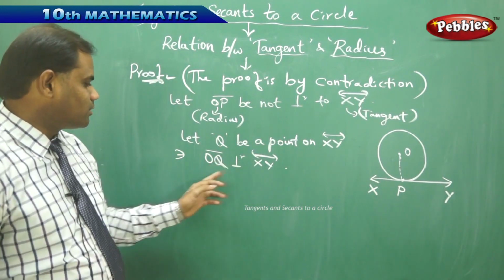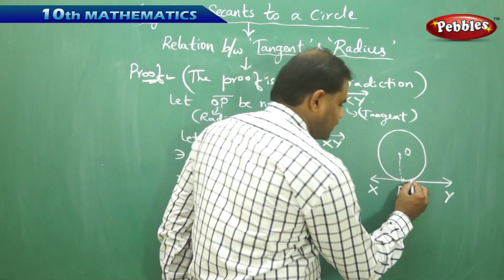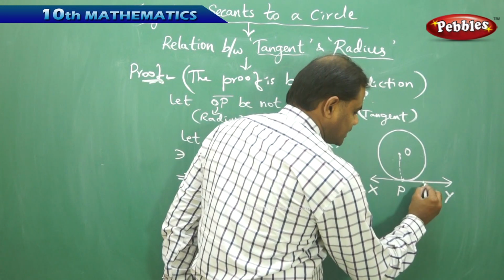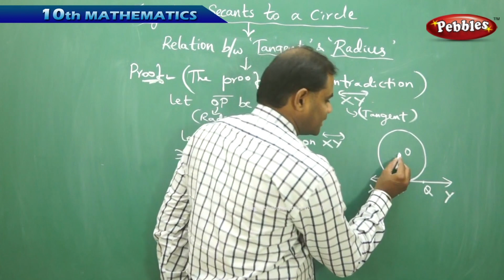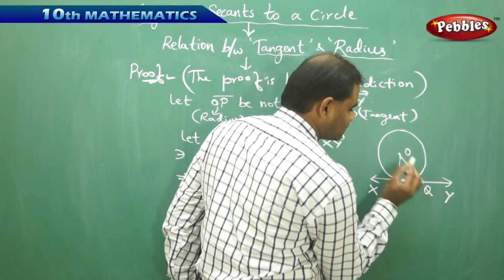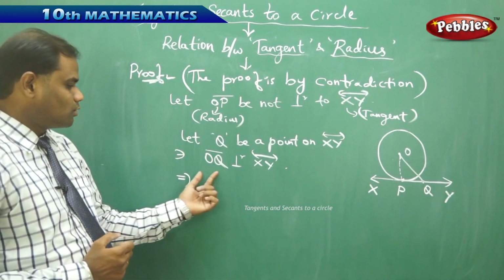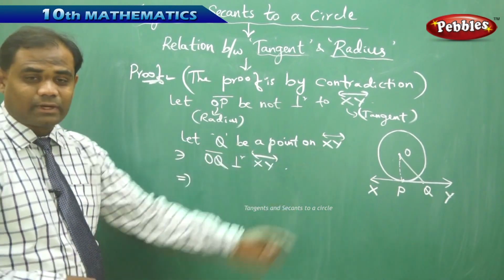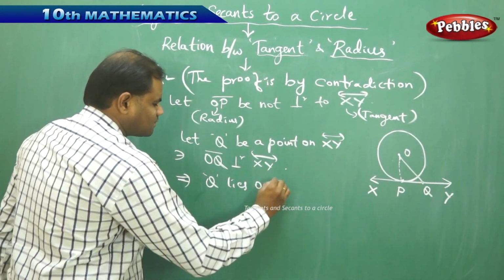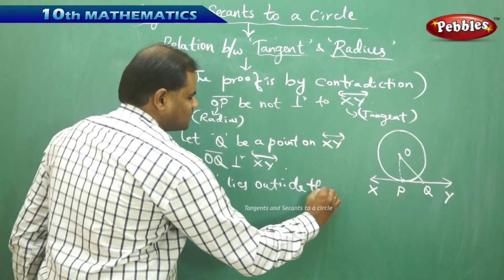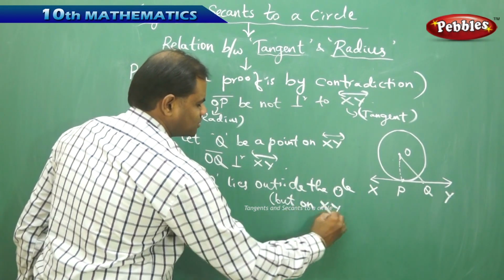Therefore, since Q is a point on XY such that OQ is perpendicular, if I take a point Q on XY, say somewhere here, because there's already a point P on the circle, then let me join OQ. Now I make a note that since OQ is perpendicular to XY and Q is a point on XY, that implies Q lies outside the circle but on the tangent XY.